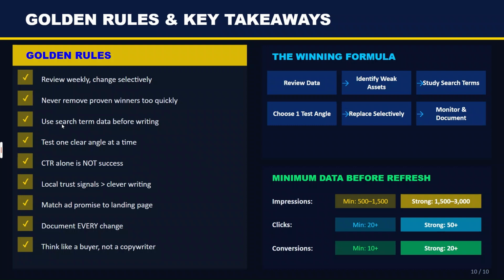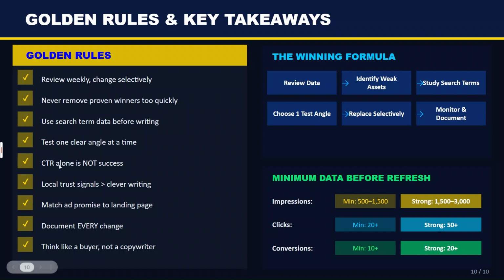Number three is use customer data before you write anything new. The words your customers use are better than anything you will come up with on your own. And number four is test one clear angle at a time. Urgency or trust or proof, not all three at once. You need to know what actually moved the needle.